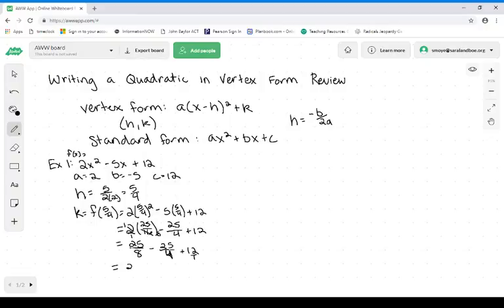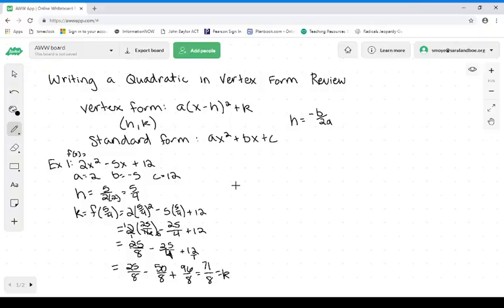So I can leave 25/8 alone. I need to multiply the numerator and denominator of this fraction by 2, so 50/8. Then plus, we know we're going to have it over 8, so we need 12 times 8, and 12 times 8 is going to give us 96. And so from here, we just need to take 25 minus 50 plus 96. That should give us 71. So we now know h to be 5/4, we know that k is 71/8, and we know a is 2.